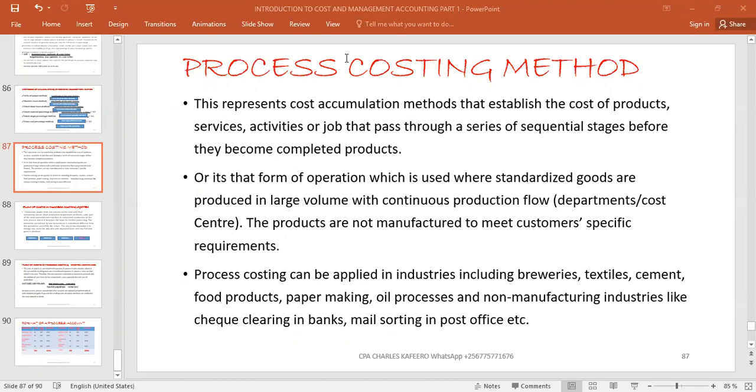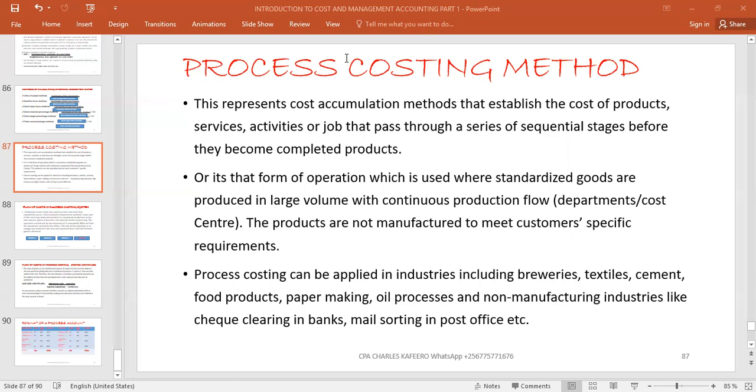Today we are starting our series on process costing, and before we look at it, allow me to take you through some of the costing methods. Of course, when you're looking at costing methods, first of all, these are the methods that help us to accumulate the costs that we are going to be incurring in the production of whatever we shall be producing, whether manufacturing or just purchasing them.